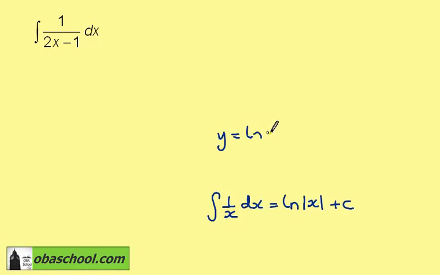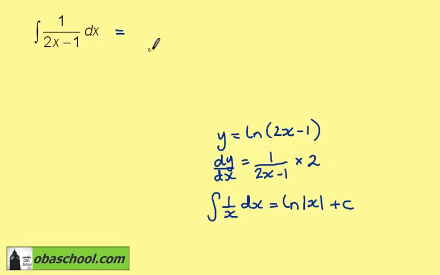If we have y is the log of 2x minus 1 and we differentiate, we get that dy dx is 1 over 2x minus 1 multiplied by the differential of the inside function, which is 2. So if we integrate this function, following this we're going to get the log of 2x minus 1, which of course we should put in moduli.